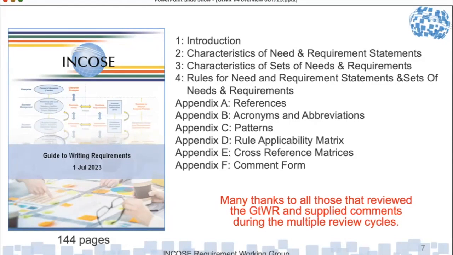Appendix C goes into a lot of detail on patterns and templates that can be used when you're crafting a need statement or requirement statement. Appendix D is a rule applicability matrix, and I'll go into more detail on exactly what that is. And then, like I said, we have the cross-reference matrices and then the comment form.